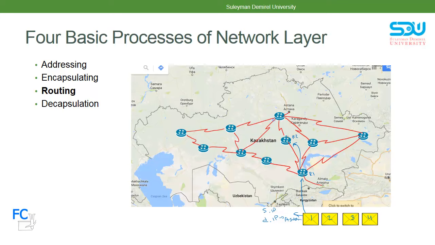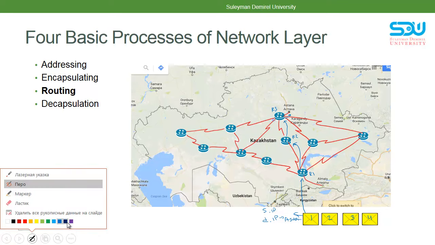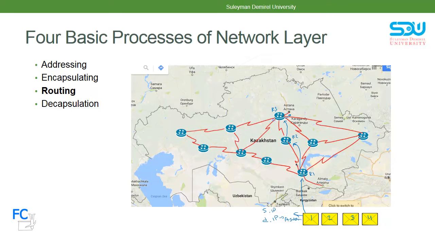For example, the packet is delivered to router 3, and router 3 just resends it to the Astana city. Or imagine that this is the shortest path, but when the second packet comes to router 1, router 1 understands that something is wrong with this path, and it can resend it to this router. This is going to be router 4. Router 4 will resend it to router 5, and router 5 can resend it to router 3.